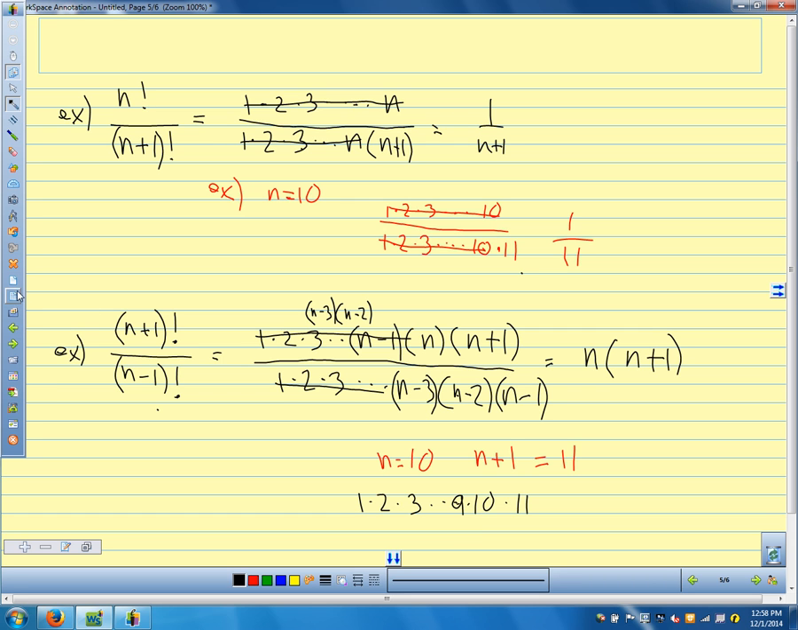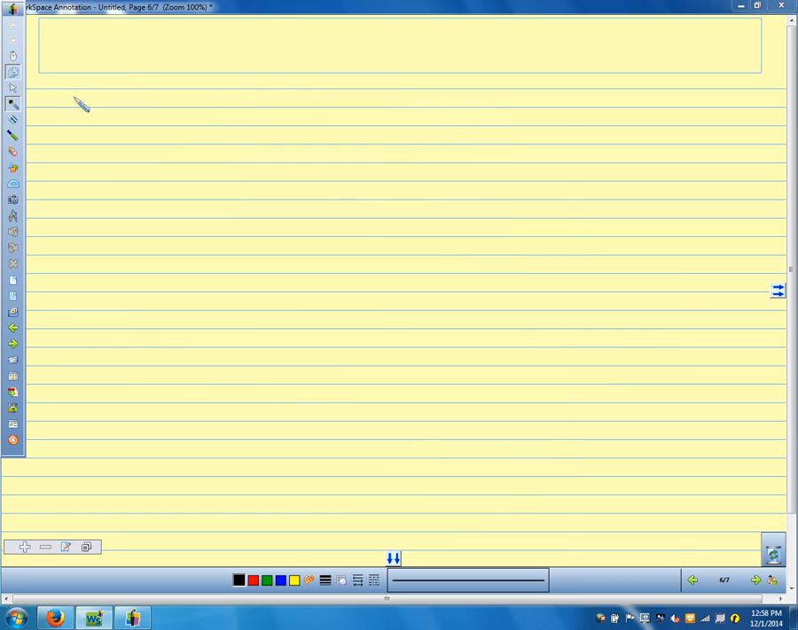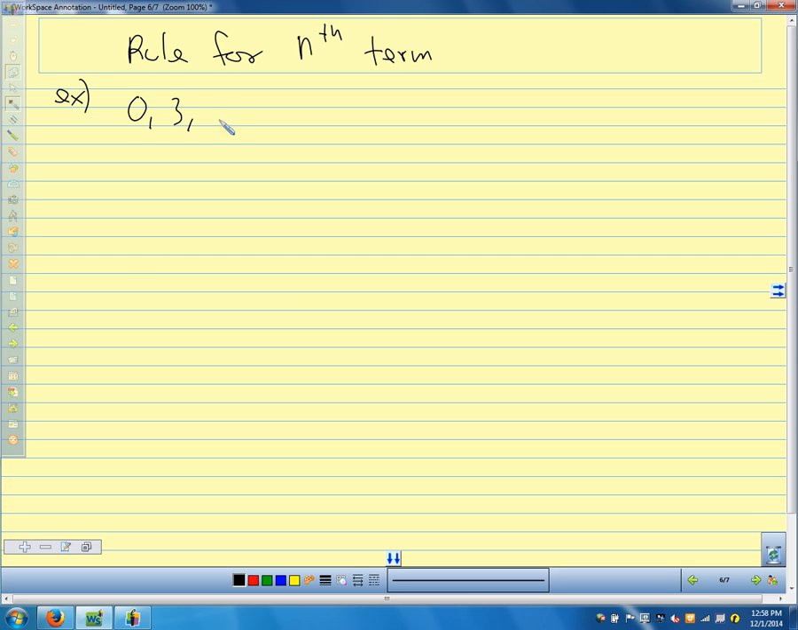All right. Let's go the other direction now. Let's say we have a sequence and we want to find a rule for the nth term. And we're given some terms of our sequence. So when we're doing this, what we want is some kind of rule that relates the term number, 1, 2, 3, 4, to the number that we have there, the 0, the 3, the 8, the 15.